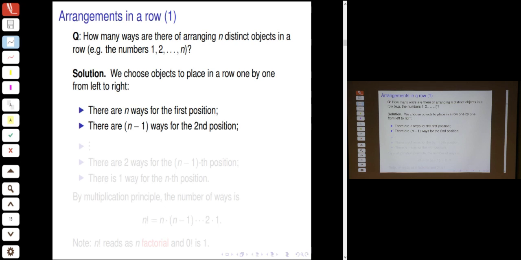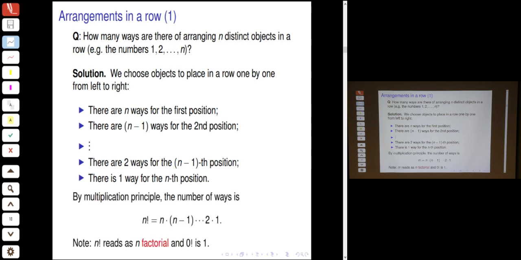So you only have n minus 1 numbers in front of you. So you have n minus 1 choices for the second position. Right? Then the last position, you only have 1 number, that's it. So by the multiplication principle, the total number is this product, n times n minus 1 times ... times 2 times 1. This is a consecutive product from 1 to n or from n to 1, depending on how you look at it.